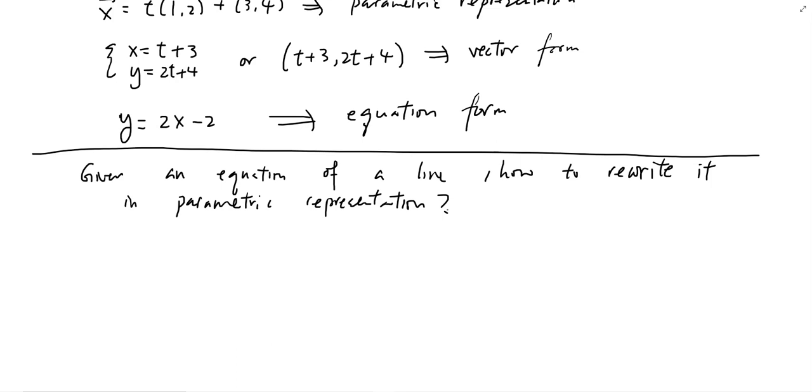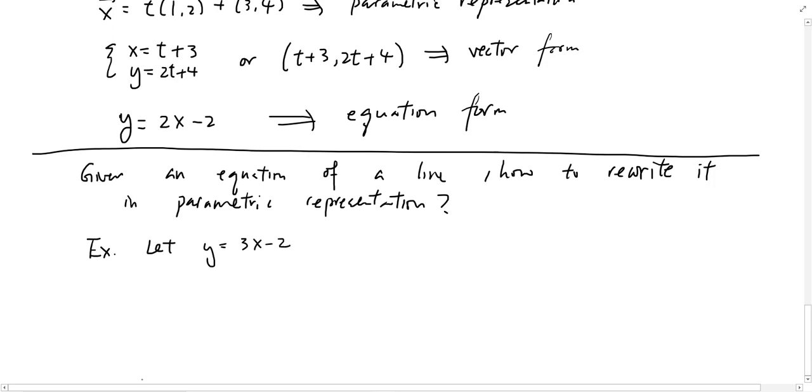How do I write it into parametric form? Let me show you a very simple idea to do that. Let's say, for example, I'm going to let y equal, I don't know, 3x minus 2. A very nice and easy equation. So how can I write it in parametric form?